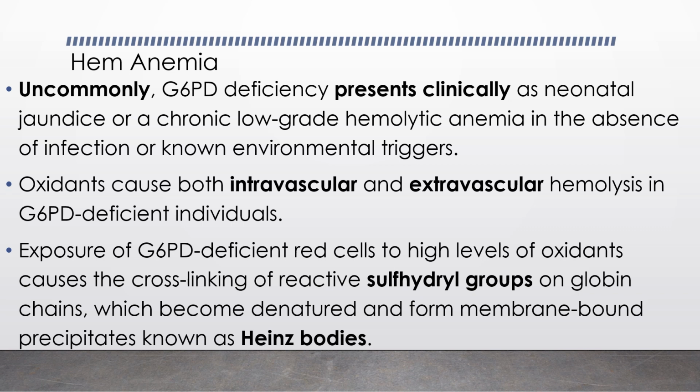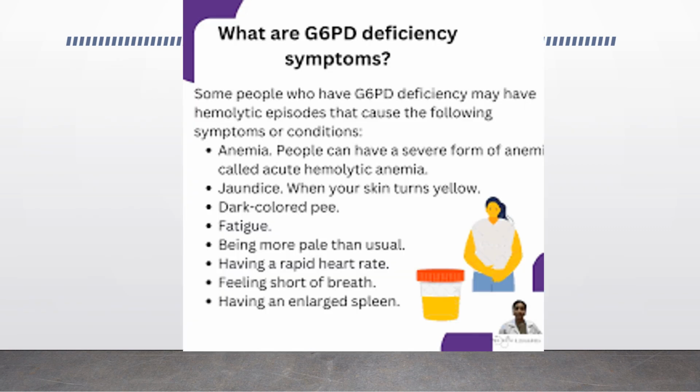Cross-linking of reactive sulfhydryl groups on globin chains is what happens when there is a G6PD deficiency. These globin chains become denatured. They precipitate, as you saw in the diagram, within the cell, causing Heinz bodies, and this is attacked by the phagocytes to pluck out these Heinz bodies. They are perceived as abnormal, and hence damaged RBCs are produced, which will ultimately be phagocytosed totally.